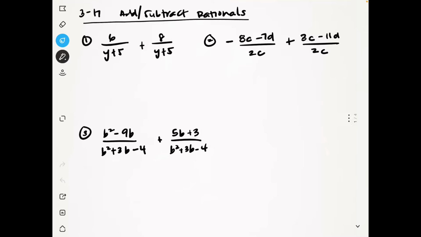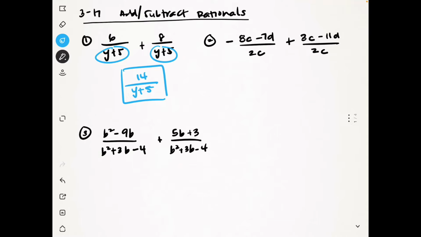We are looking at 3-17 today, and we're adding and subtracting rationals. We got a ton of examples here, but the first page is pretty easy. The thing to remember is as long as we have common denominators like we do on the first page, we just have to add the numerators and then leave it over the same denominator. So for the first one, we're just going to add 6 plus 8, which is 14. And our denominator is going to be y plus 5.